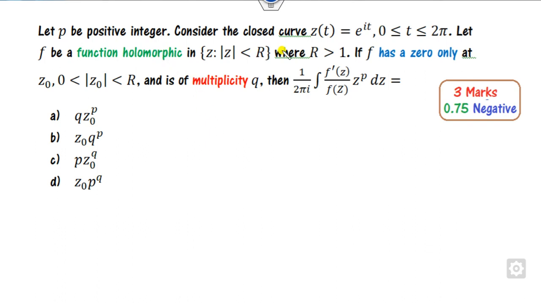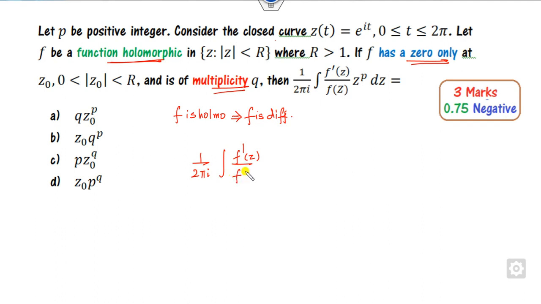The function is given to you as holomorphic. What is the meaning of holomorphic? F is holomorphic, which means f is differentiable over the complete domain. Now f has only zeros with some multiplicity. So that's a very simple task. You should remember this concept. I think you have studied this one also.